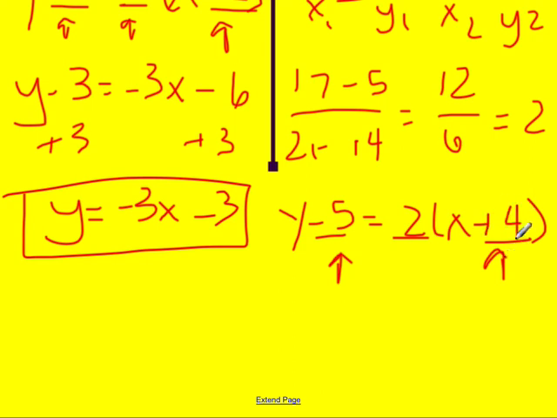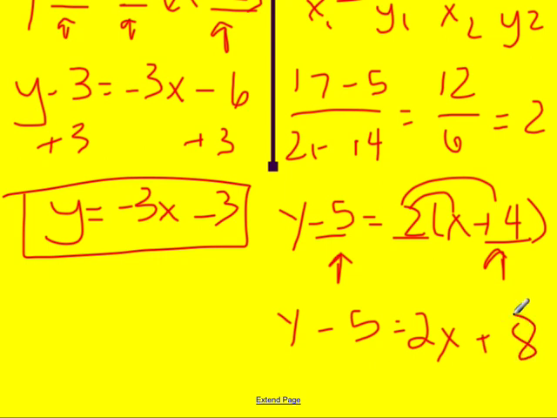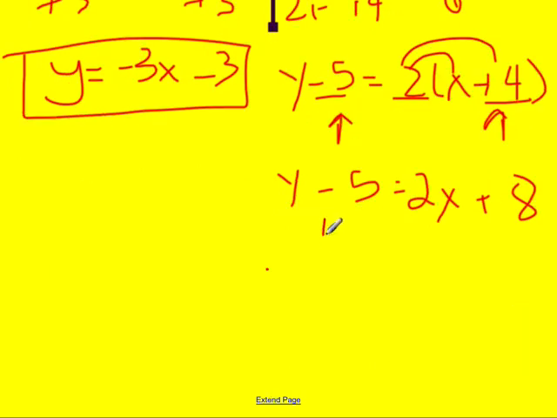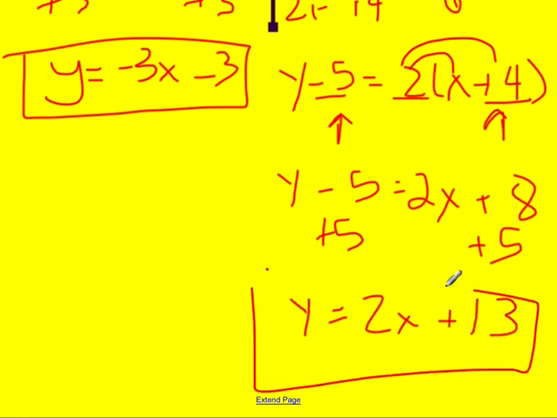And now to get this into slope-intercept form, I need to solve for y. So I'm going to start by distributing. 2 times x is 2x, and 2 times 4 is 8. Last thing I need to do is bring that 5 over to the other side. So then I'm going to go ahead and add 5 to both sides. And I get y is equal to 2x, and 8 plus 5 is going to give me 13.